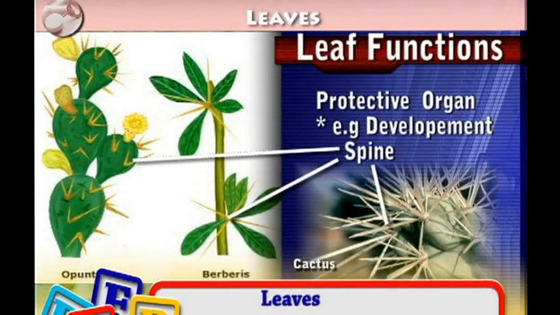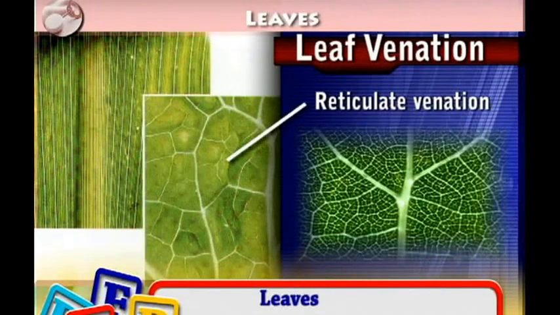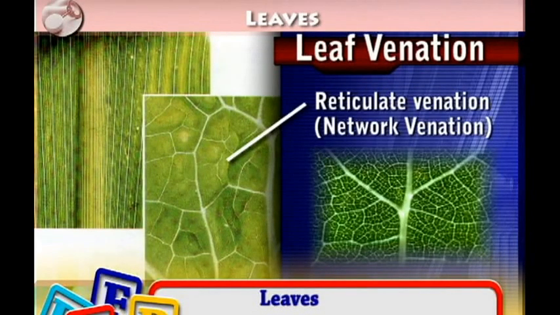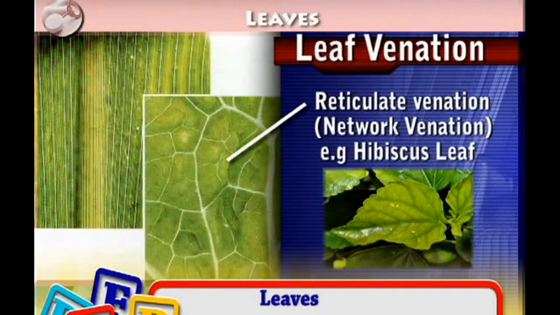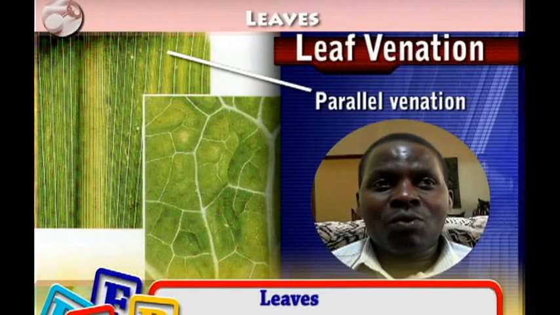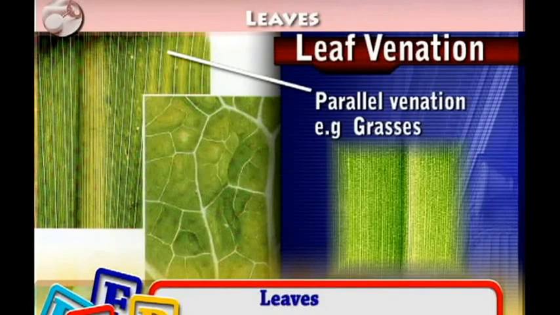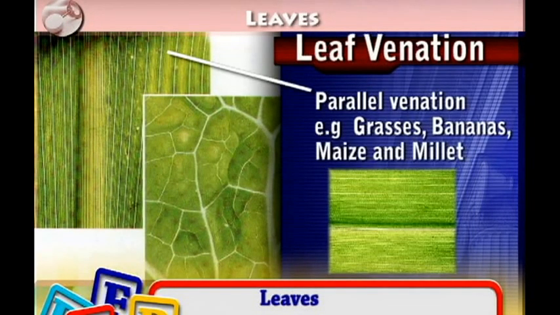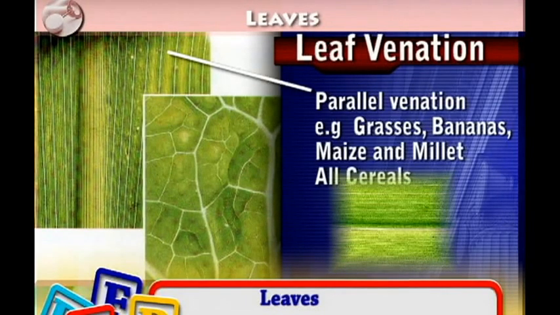Now, when you look at the venation, there are two types of venation in the leaves. We have the reticulate venation, which is the network venation, and the example we give is the hibiscus leaf. Then we have the parallel venation. The parallel venation, we find it in grasses, in bananas, in maize and millet and other types of cereals.